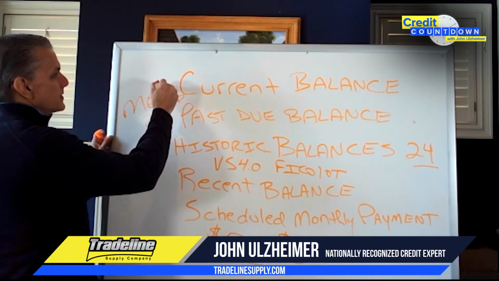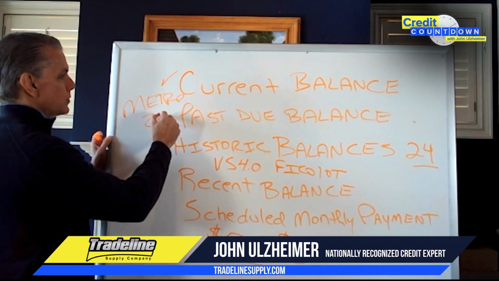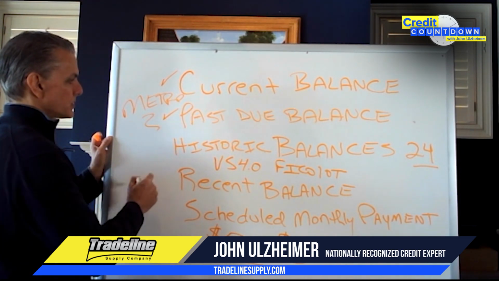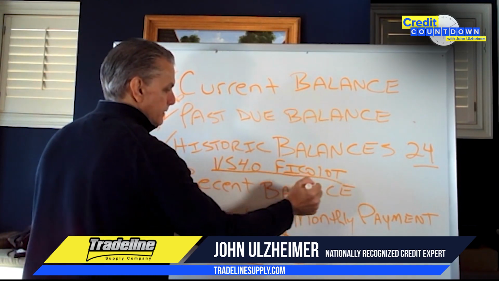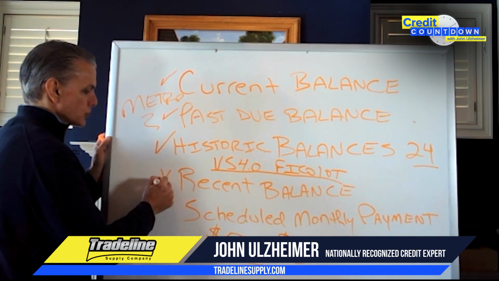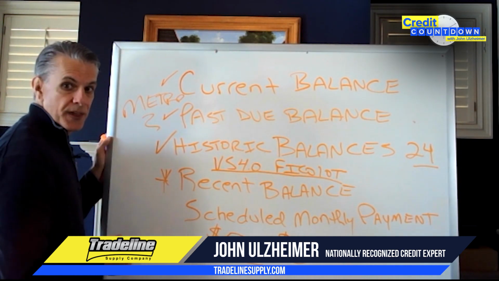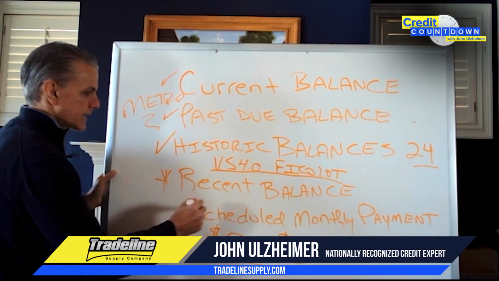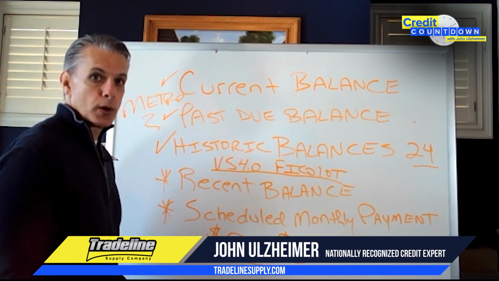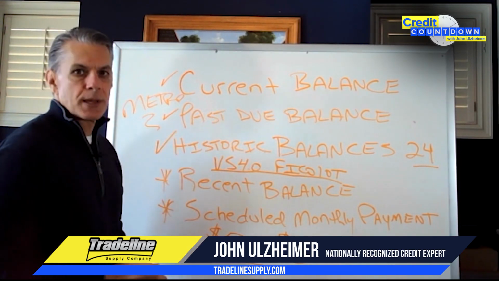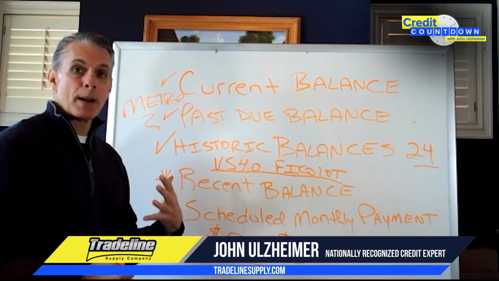Current balance is considered in credit scoring systems. Past due balance is considered in credit scoring systems. The trended or historical balances, yes, in FICO 10T and VantageScore 4. Recent balance, no, because there is no such thing in the Metro 2 credit reporting language. Scheduled monthly payment, no, because it's not a scored value in credit scoring models. So hopefully you learned something today about balances and what they're meant to represent.